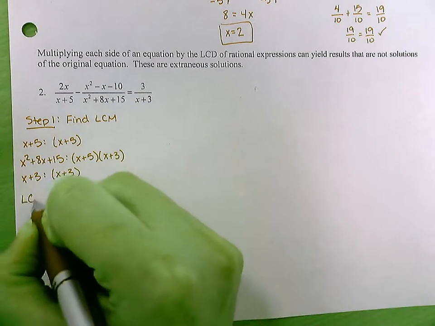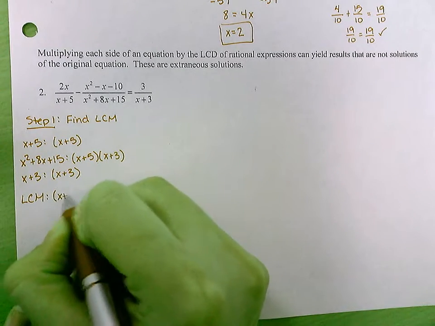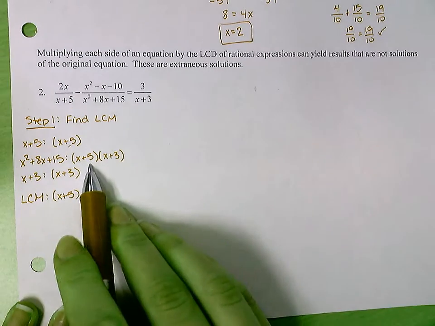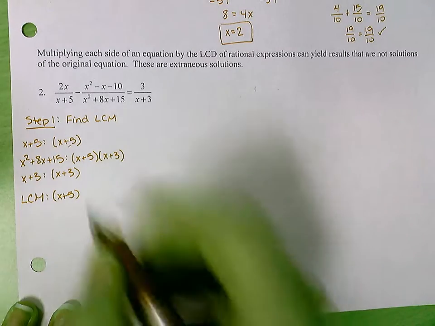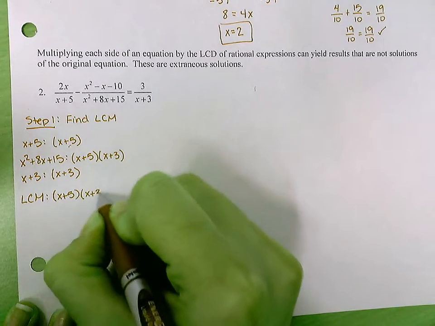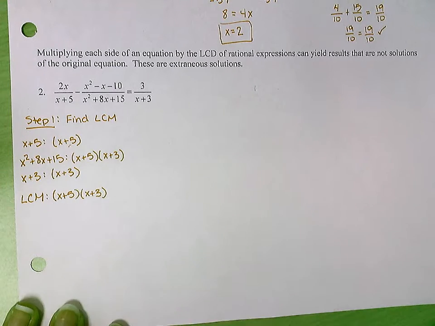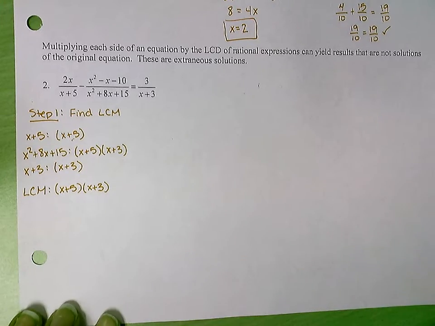Okay, so for my LCM, I have my first term there is x plus 5. Move to the second one. I already wrote down an x plus 5, so I don't need another one. But I need this x plus 3 still. Okay, then looking at the third one, I already have an x plus 3, so I don't need another one. So that will be my LCM.